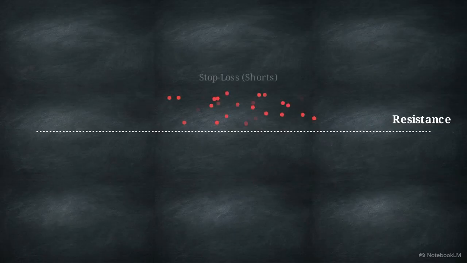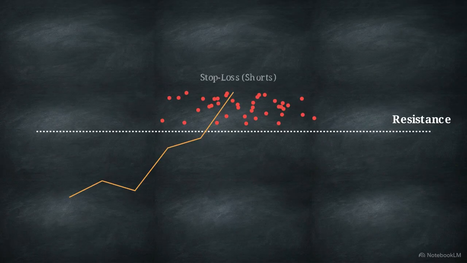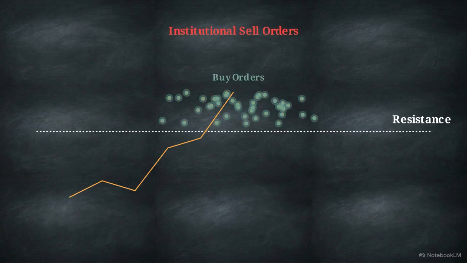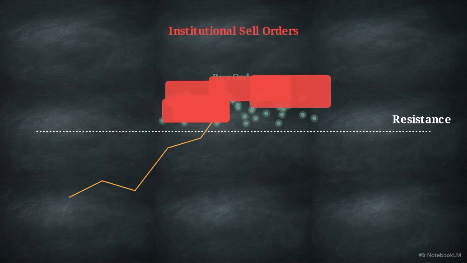Shifting to a 3D view of the order book, a pool of stop losses sits just above resistance. When price crosses, these stops trigger, becoming aggressive buy orders. Institutions use this wave of forced buying to fill their massive iceberg sell orders. Once filled, buying pressure evaporates.